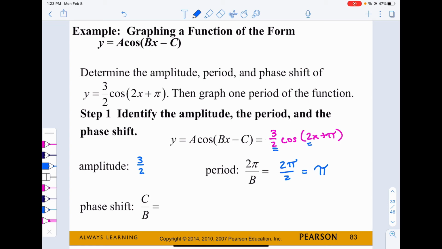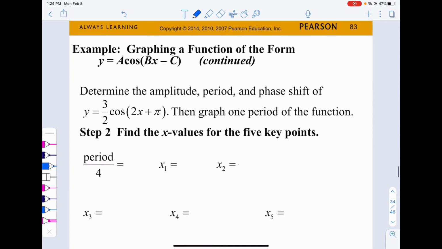Now the c value, we have to remember that this is technically after a minus sign. So if it's a plus pi, that means our c value is going to end up being a negative pi. So we're going to have a negative pi divided by our b value of 2. When in doubt, take this 2x plus pi, set it equal to 0. So 2x equals negative pi, which means x is equal to negative pi over 2. That helps you also to identify that phase shift.